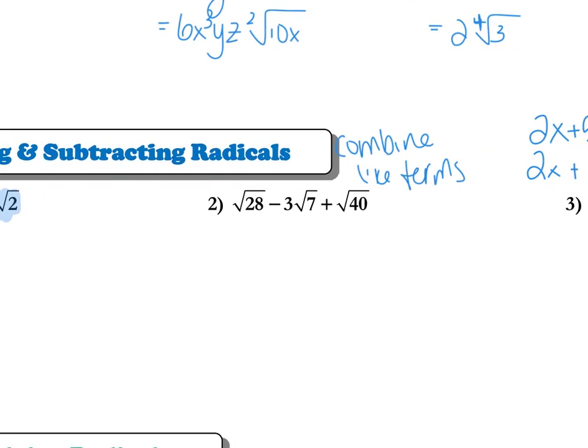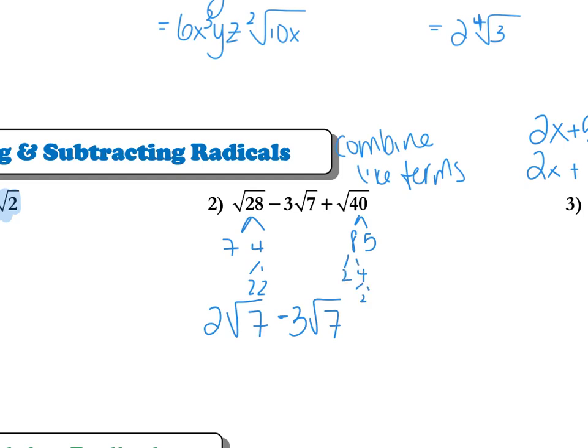In the next example, you want to make sure that you simplify before you make a conclusion if you have any radicals that are the same. So we need to break this down. 7 and 4, 2 and 2. So I can take a 2 out, and I'm left with root 7, minus 3 root 7. And then 40 is going to be 8 and 5, 2 and 4, 2 and 2. So I can take 2 out, and I'm left with 10 underneath. Remember that you multiply those together. So this is plus 2 root 10.